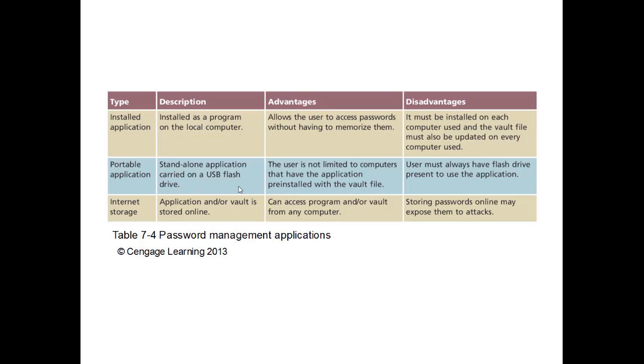A portable application is a standalone application that's carried on a portable USB flash drive. The advantage for this: the user is not limited to computers that only have that application pre-installed with the vault file. But a big disadvantage is that the user must always have that flash drive with them that contains that application. And internet storage is where you have an application that is stored online. Big advantage here: you can access a program from any computer. But a big disadvantage is storing passwords online can easily expose them to attacks and being hacked.